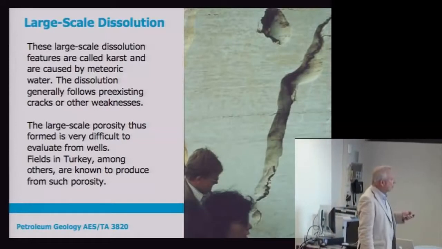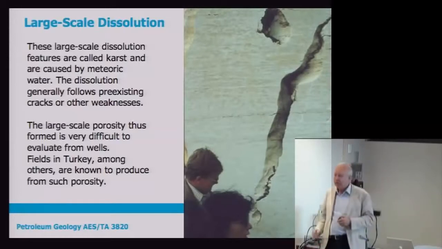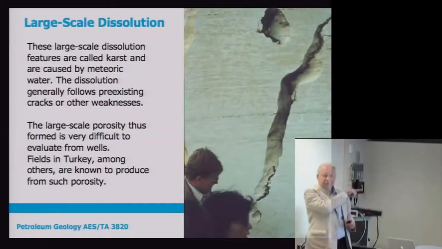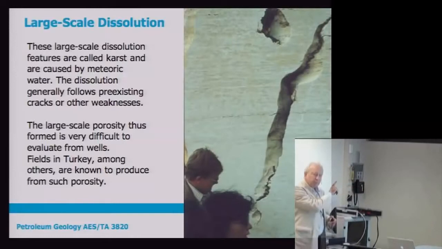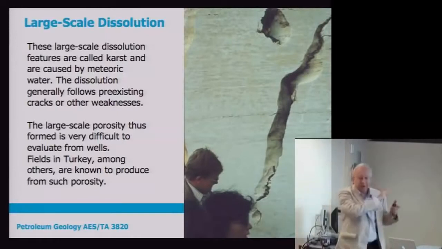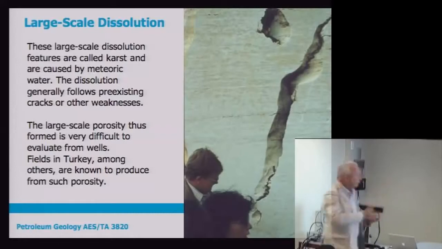You see a carbonate rock here, very nicely layered. That's because of these algae that were depositing carbonates. And this fracture here has actually been dissolved into a channel, and we call this, does anybody know what we call this? No, of course it's dissolution, but there's a term. It's called karst. Yeah? It's karst.